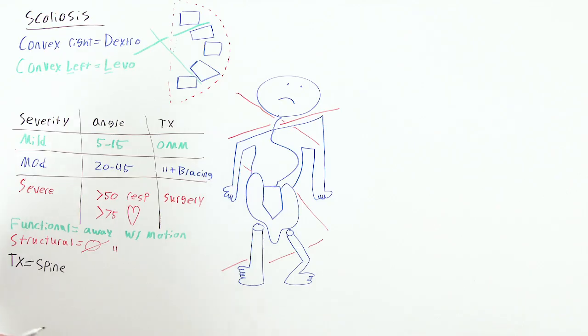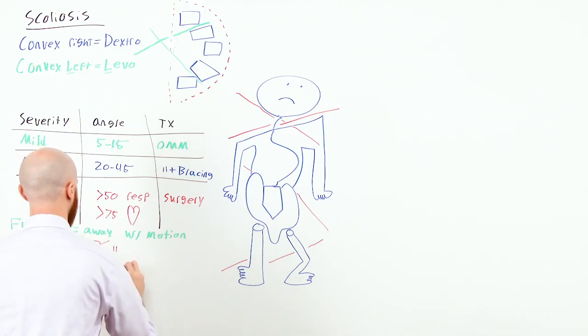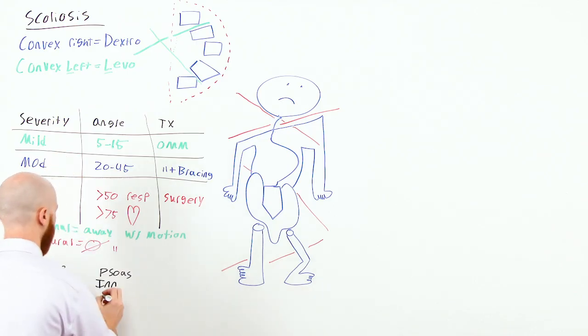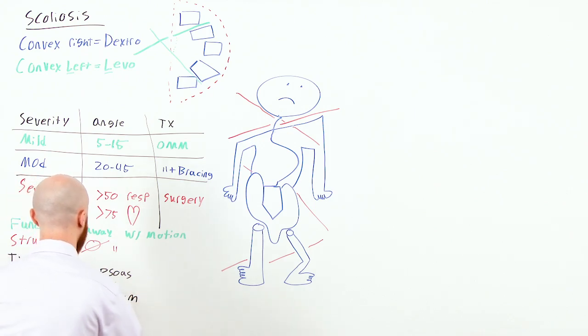So when you're performing your OMM treatments, you need to be looking at different portions of the body in order to treat the entire patient. So not only do you need to be looking at the spine, you can also look at the neck, shoulders, the psoas, innominates, the sacrum, and the lower extremity.